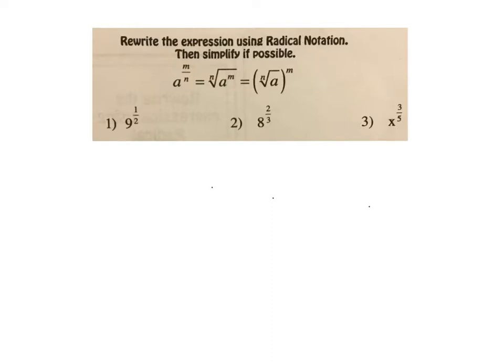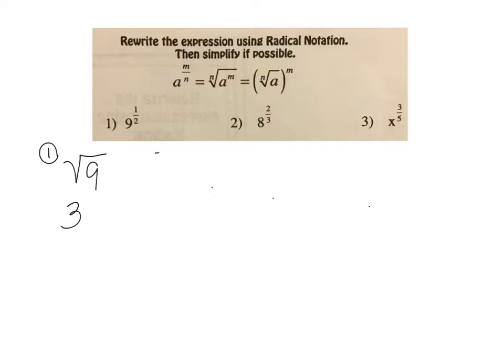So, in number 1, again, how are we going to do this? We want to go from exponent to radical form. Square root of 9. And then the directions say to simplify if possible. So, do you know the square root of 9? 3. So, 9 to the 1/2 is 3. All right, what about number 2?